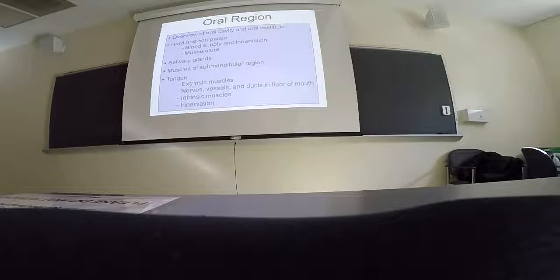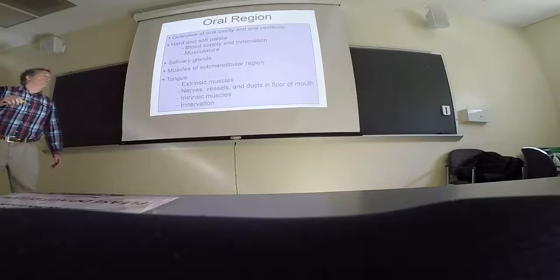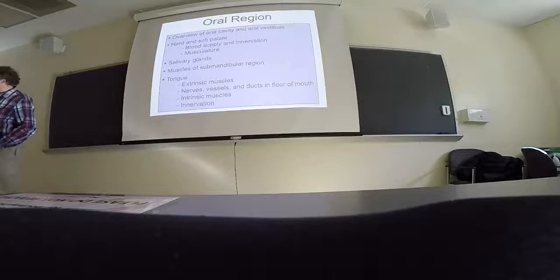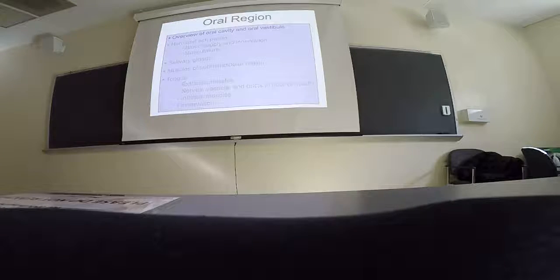Okay. So here's what we're trying to cover today, just an overview of all the terminology, a lot of which you saw a preview of in Dr. Kassim's wonderful lecture last week. Hard and soft palate, which, like I say, is today's dissection, blood supply and innervation to that region, and the various muscles. Then we're going to talk about salivary glands, muscles in the submandibular region. You've seen a lot of those earlier in the neck dissections. And then all the different muscles of the tongue coming from all different directions, both internal and external.